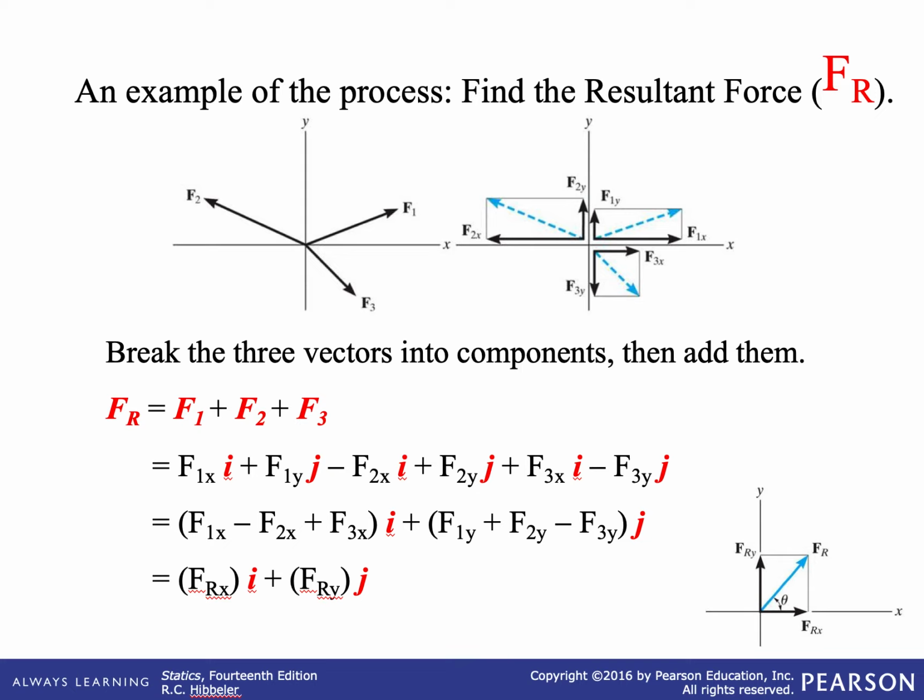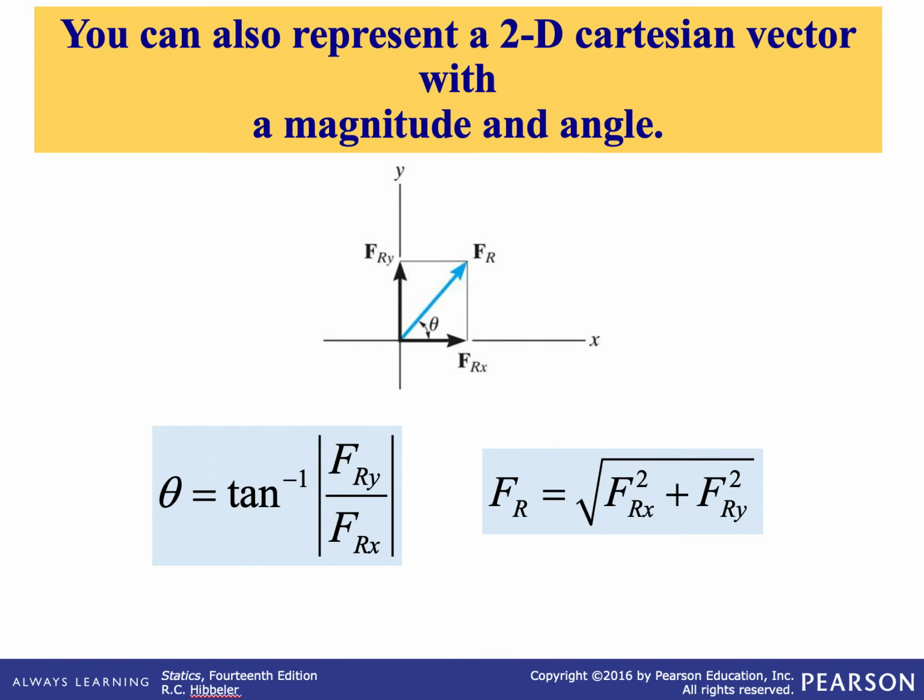So we started with 3 forces and we ended up with 2 components, one on the x-axis and one on the y-axis, i and j. How can we determine the magnitude and the direction of these 2 components, FRx and FRy? The resultant vector can be represented by a magnitude and a direction, which is an angle theta. The magnitude of the resultant force is determined from the Pythagorean theorem. When the resultant components FRx and FRy are sketched on the x-axis and the y-axis, the direction theta can be determined from trigonometry.